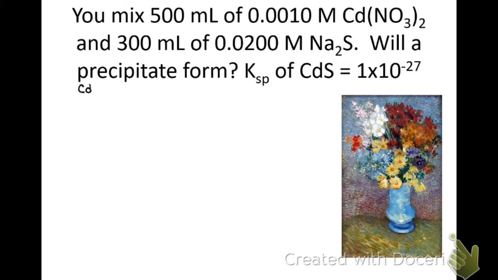So here, the relevant chemical reaction is cadmium sulfide, solid, becomes cadmium 2 plus aqueous plus sulfide 2 minus aqueous. And so we know what KSP is, but in order to evaluate whether or not this will precipitate, we need to calculate QSP. So we said before that QSP is going to be the concentration of cadmium ions times the concentration of sulfide ions, and that needs to be in the mixture, not just individually.